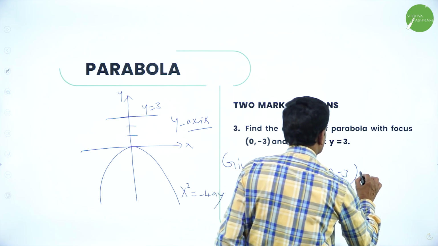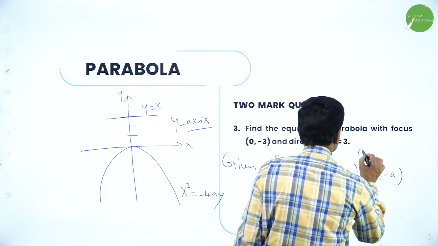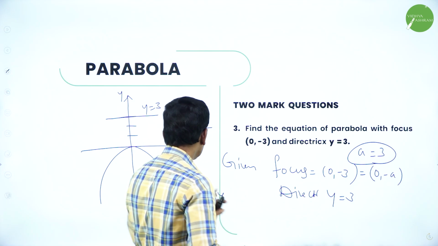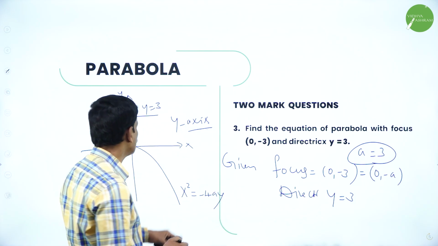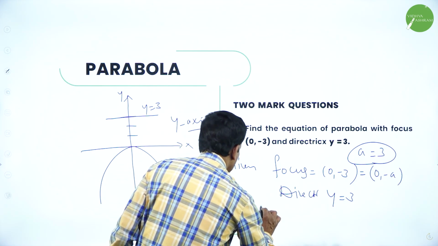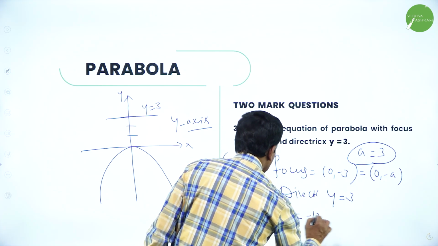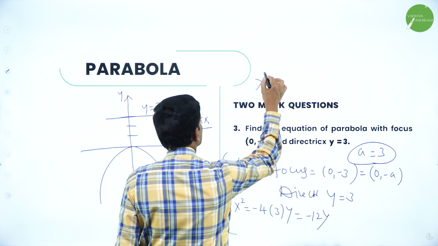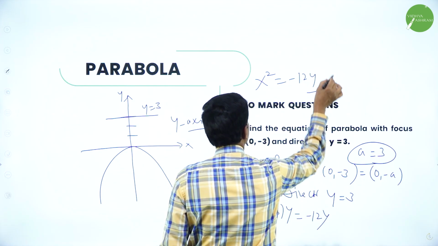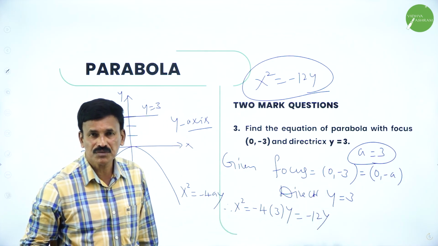What is given, the focus? Focus S is nothing but (0, -a). So therefore a is equal to 3. Now substitute. So directrix y = 3 means the equation of the parabola is x square is equal to minus 4ay. So the required equation is x square is equal to minus 4 into 3 into y, that's minus 12y. So therefore the equation of the parabola is x square is equal to minus 12y. That's it. x square is equal to minus 12y is the required equation of the parabola.